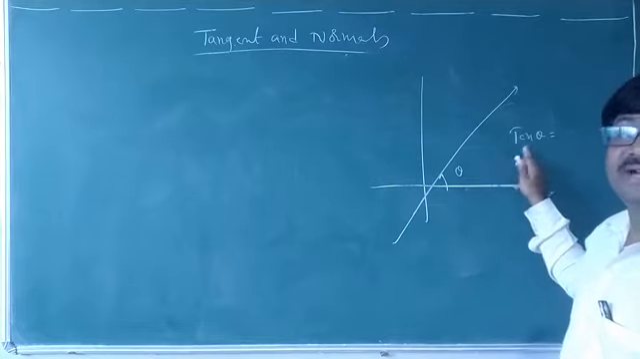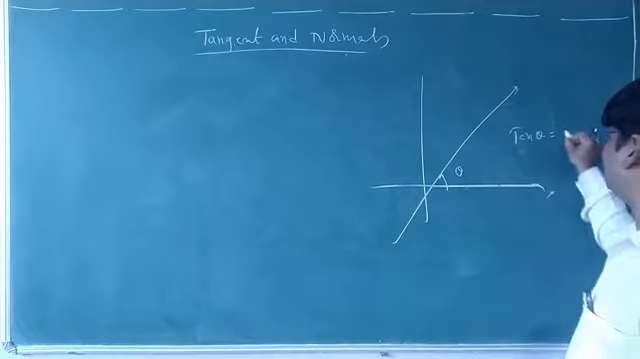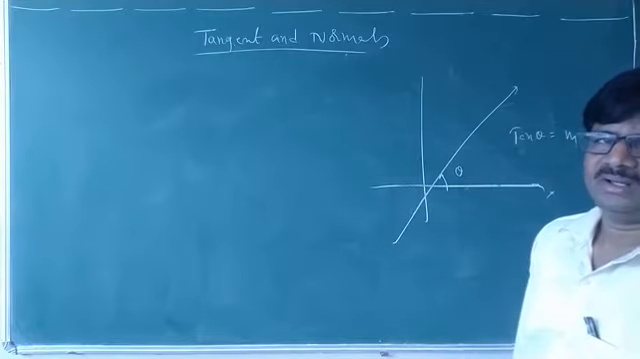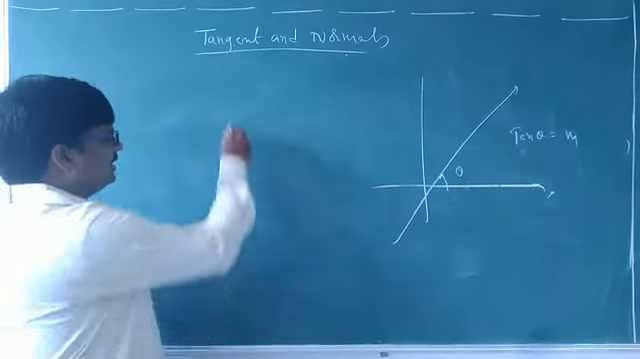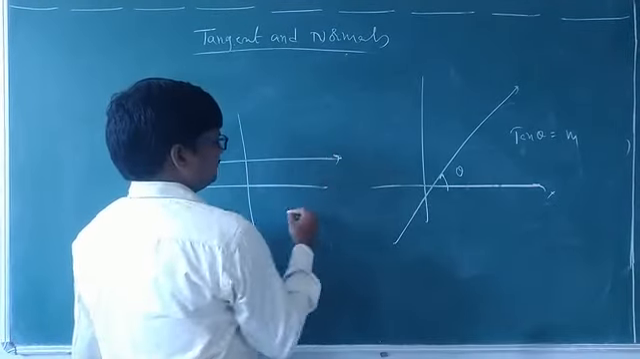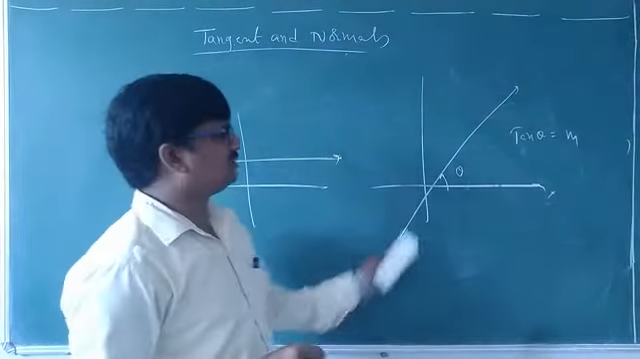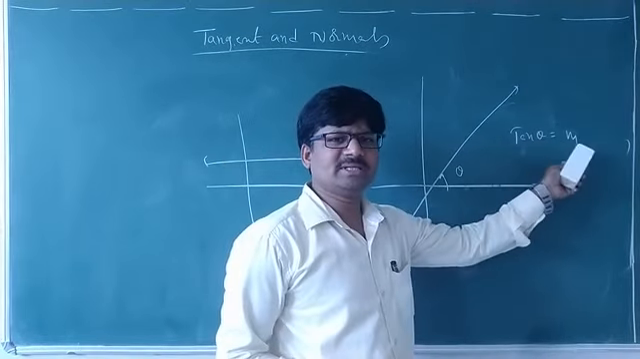Then the value of tan theta is called slope of that line. The value of tan theta is called slope of the line. Okay. If suppose this line, so now what is the slope of the straight line? m is equal to tan theta.